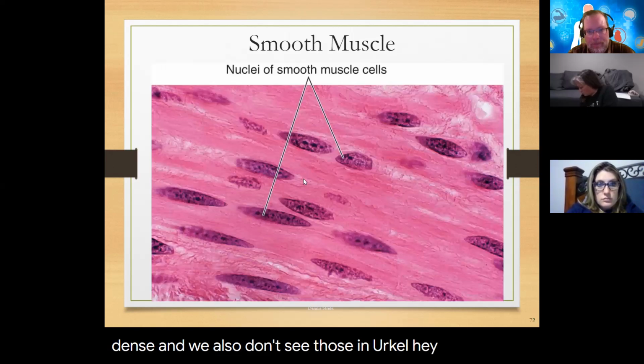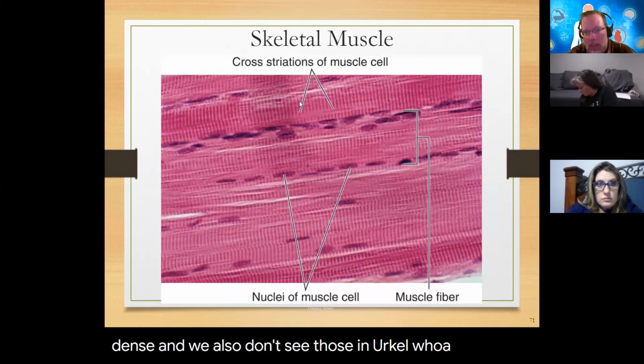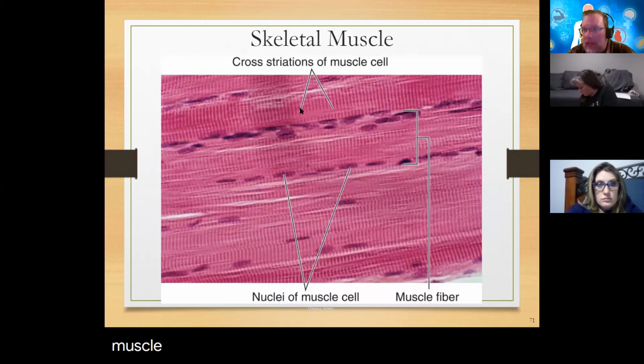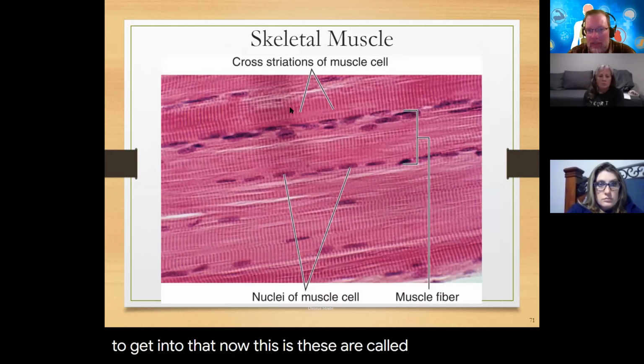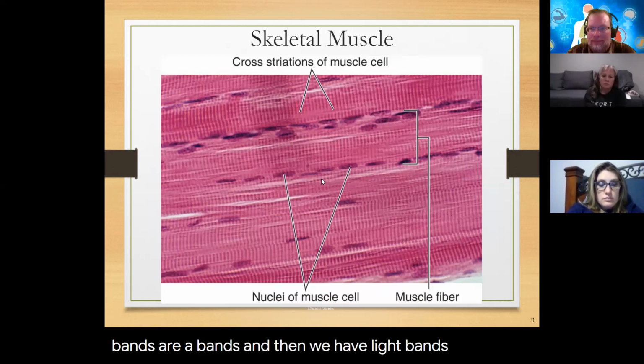Okay. We'll talk about in muscle. We'll talk about what these lines are. We're not going to get into that now. These are called A bands. The dark bands are A bands, and then we have light bands, mid lines or M lines, and H zones.